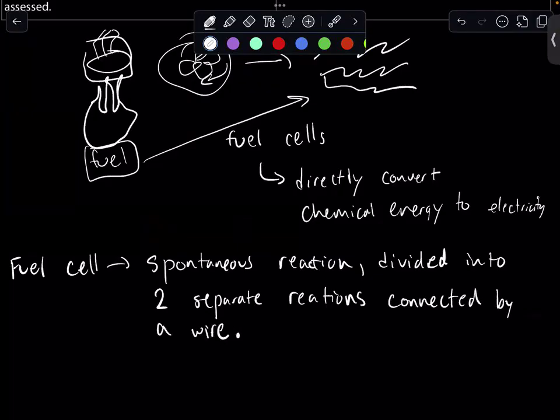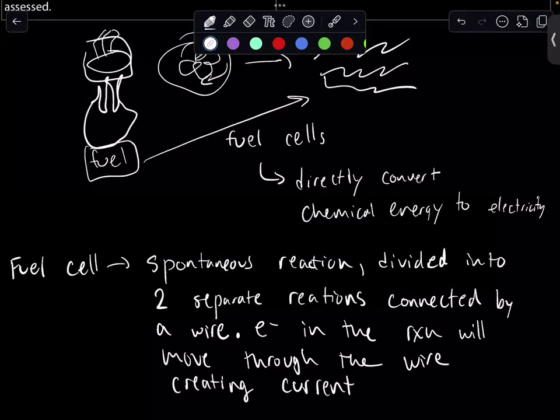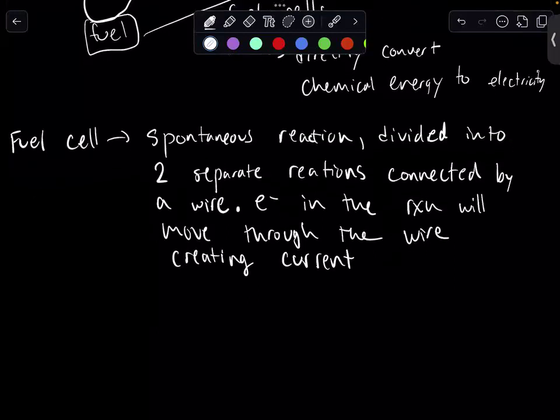Because what's going to happen is electrons in the reaction will move through the wire, creating current. This sounds really weird, but I'll show you what I mean as we talk about the two major types of fuel cells that the DP cares about.